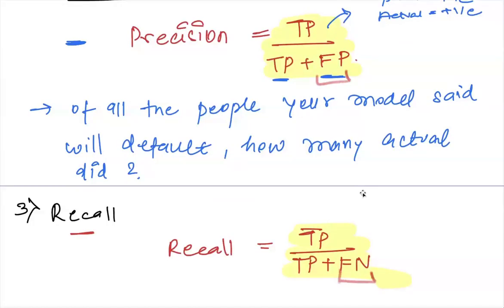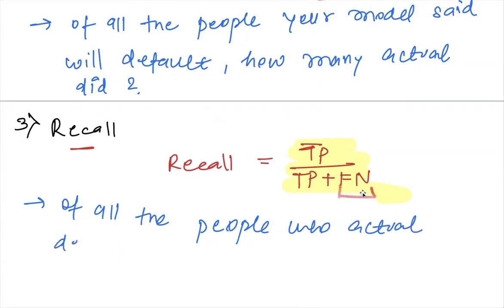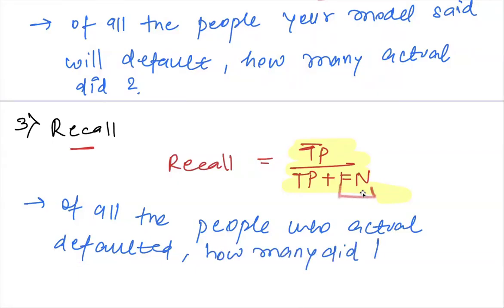What recall means is, of all the people who actually defaulted, how many did the model catch?